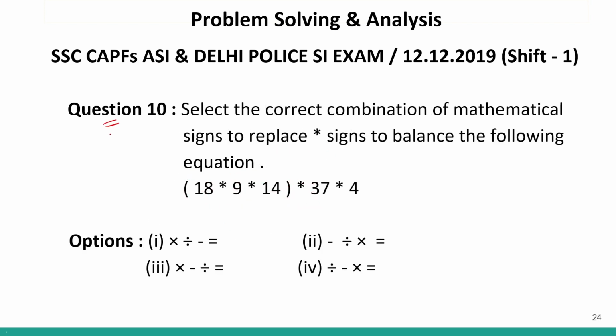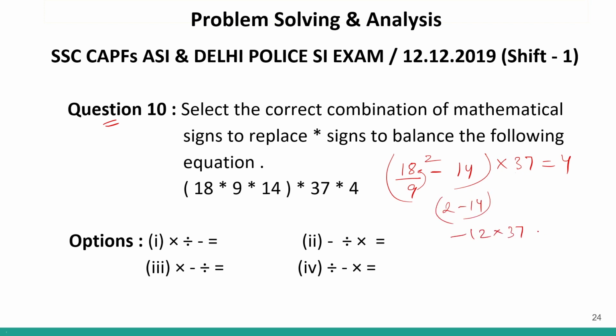Okay? Question number 10. We have to find which of these following symbols can be changed in this position to make this equation true. This is a question of mathematical operation. So, let us try with option number 4 first. In option number 4, 18 divided by 9 minus 14, this will be 1, into 37 will give me 4. Here I can very clearly see that, first of all, this will be 2. So, 2 minus 14 will give me how much? Minus 12 into 37 can never be equal to 4. So, option number 4 is not correct.